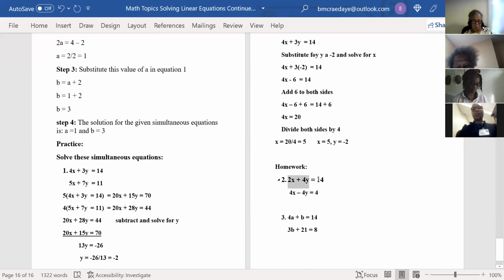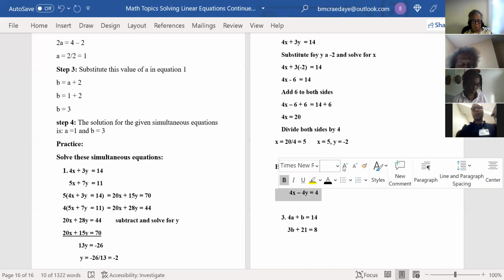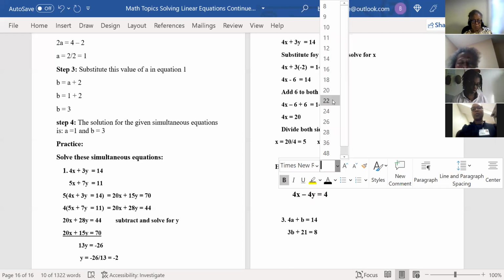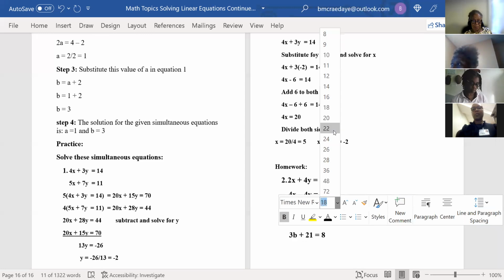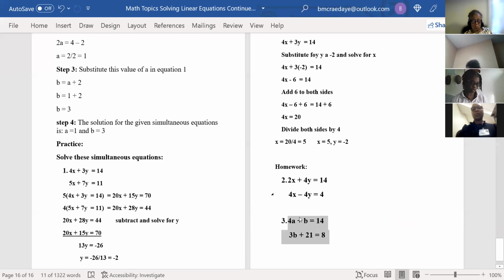Oh, okay. Now, all right, let me make this bigger. Okay. Now notice this first one, you see something in common. So you're going to be able to add them and do this one pretty quickly, right? Because you see they both have a 4y and a 4y. So you can just add them and get your answer. Okay. So the homework would be just these 2 problems, simultaneous equations. And we'll do some more of these next time.